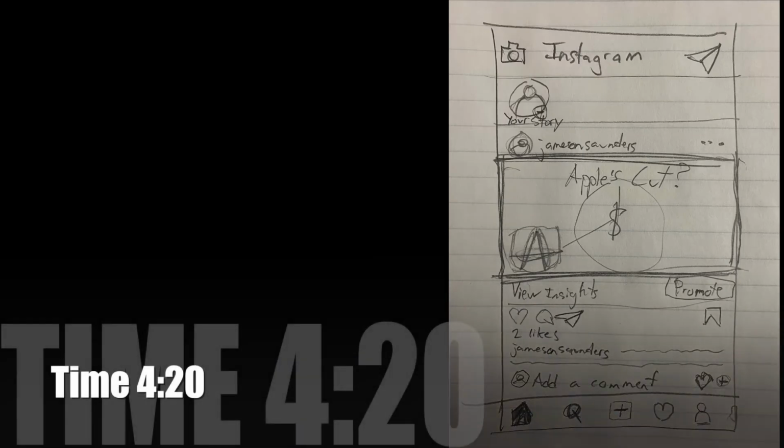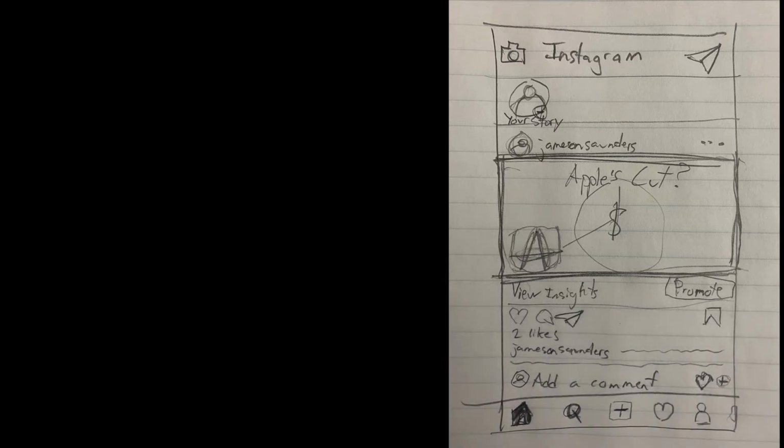Okay, and there we go. There is the finished prototype. I know I'm not the best artist, but that conveys the concept, and that's good enough for prototyping with paper.